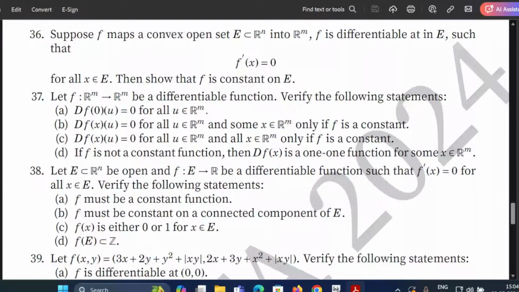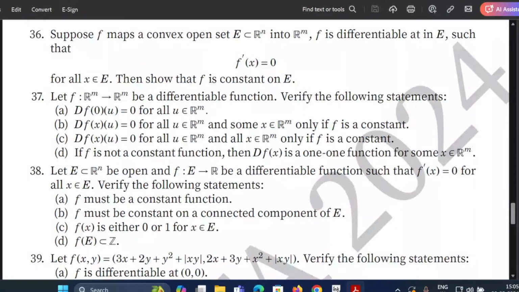Let f from Rn to Rn be a differentiable function. It might not be a linear one, but a differentiable function. Verify the following statements. Is the derivative of f at 0 a 0 operator? It need not be. For example, consider f as just a matrix. Then at the 0 point, the derivative will be the matrix itself, and that matrix is a non-zero matrix.